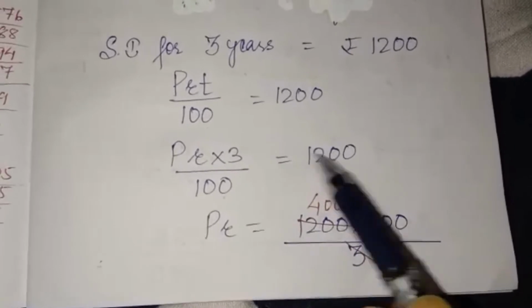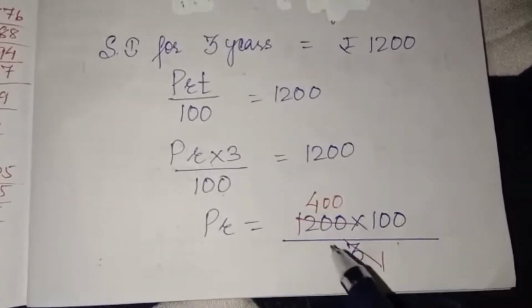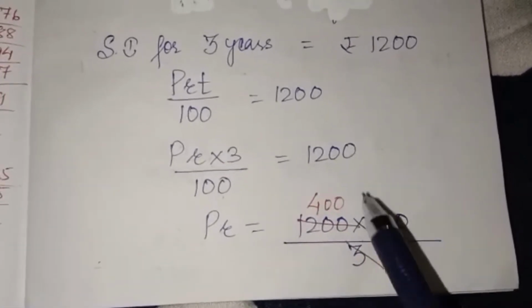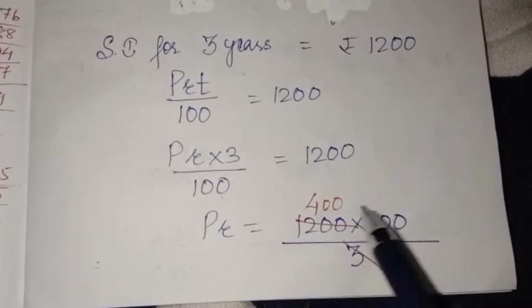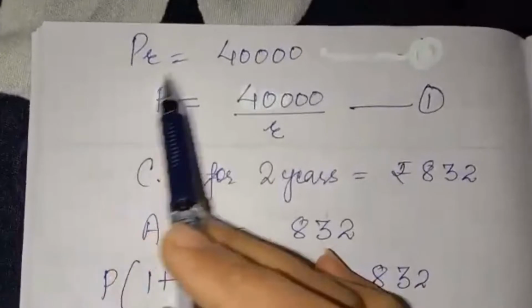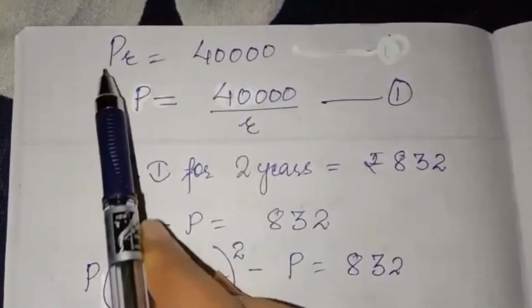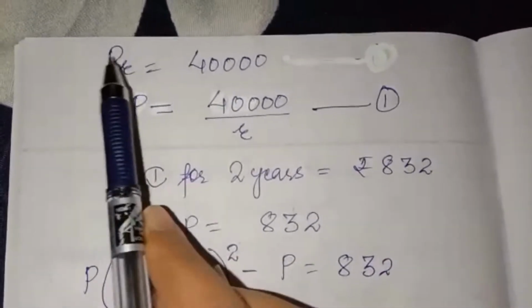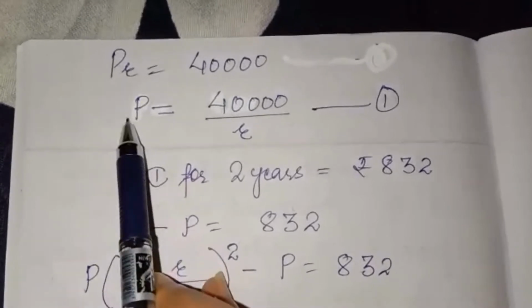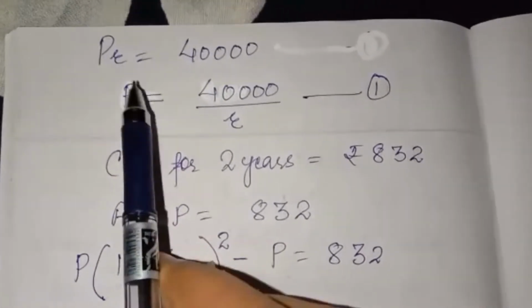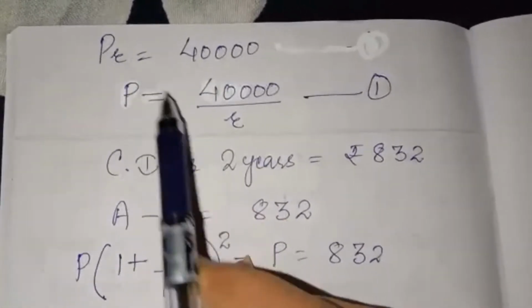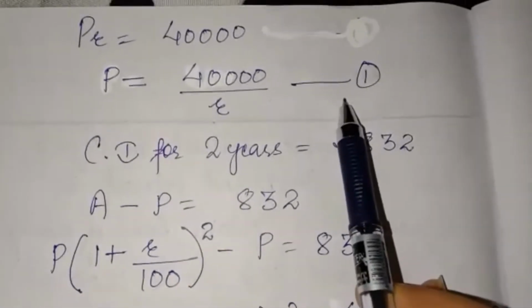Now do cross multiplication. 100 will multiply, 3 will divide. So on simplification, you'll get 40,000. So PR is equal to 40,000. So both are unknown, so we will keep one unknown variable on one side. So I'm keeping here P is equal to 40,000 divided by R. So make this equation 1.